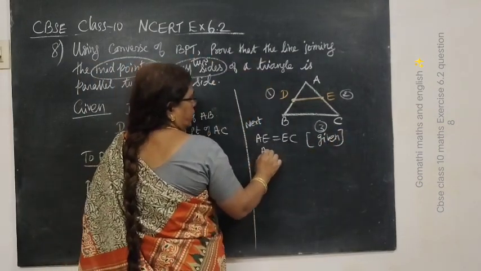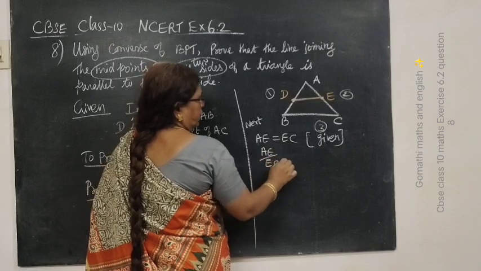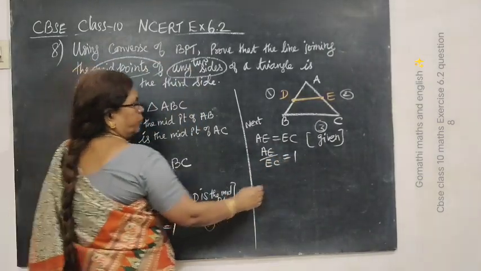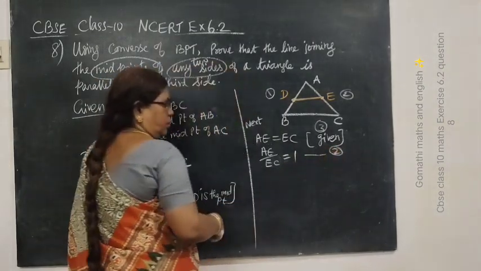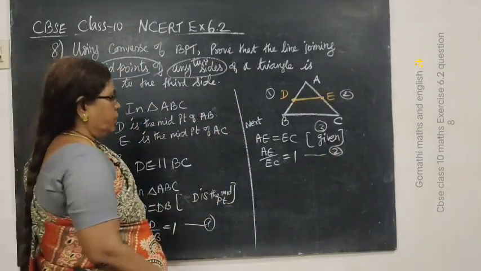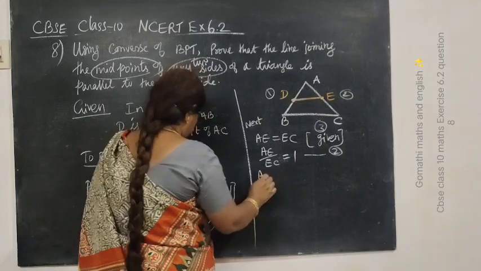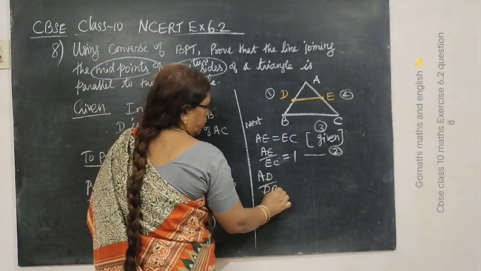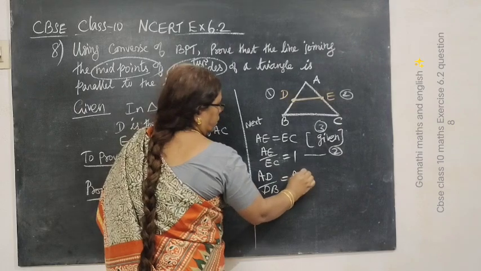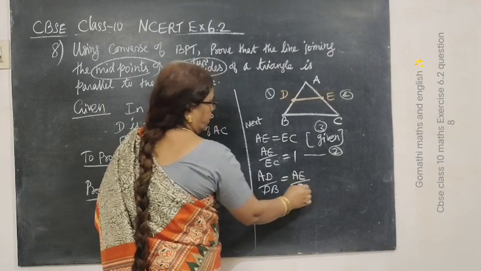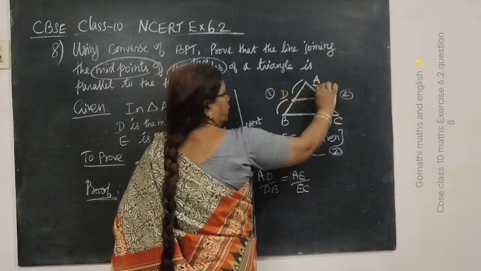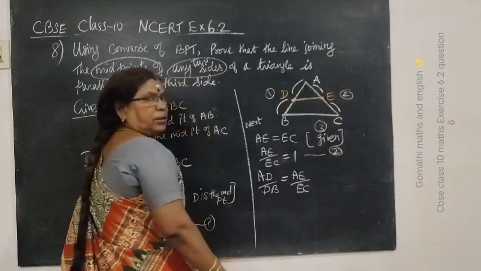So AE by EC equal to 1. Mark it as 1 and 2. Since RHS equal, you can equate LHS. So AD by DB equal to AE by EC. So AD by DB equal to AE by EC.